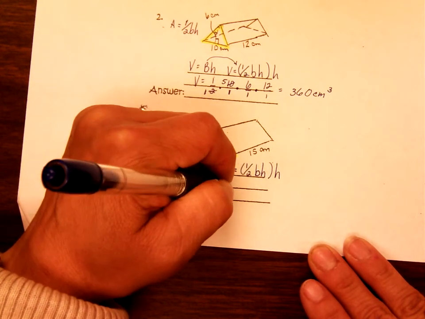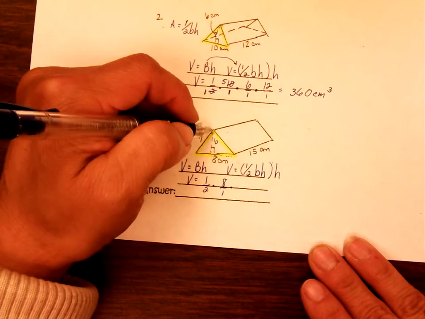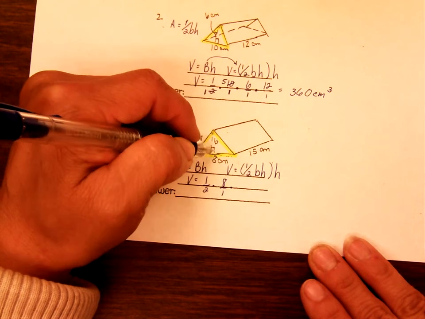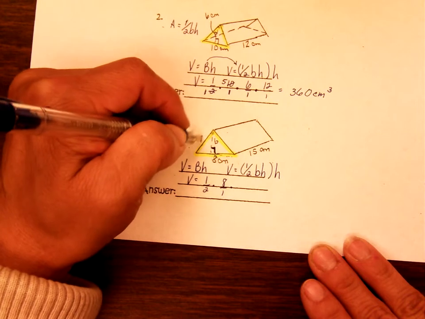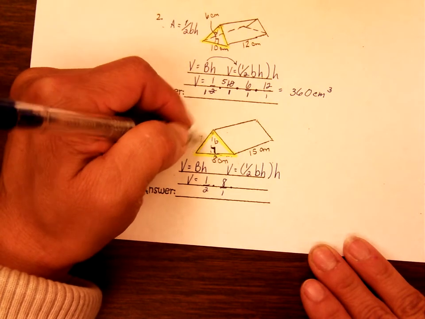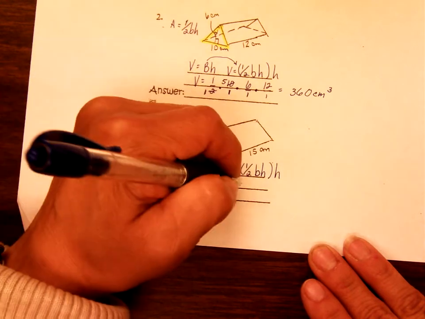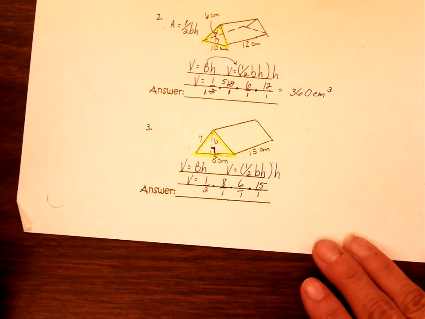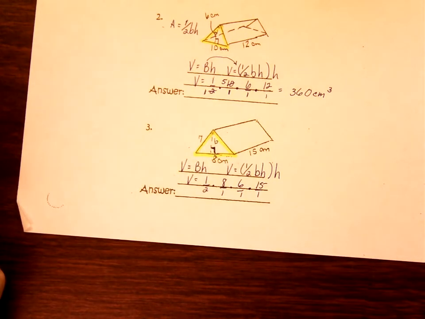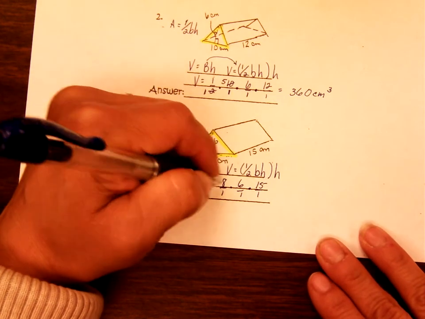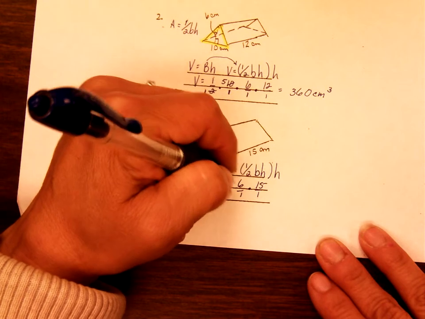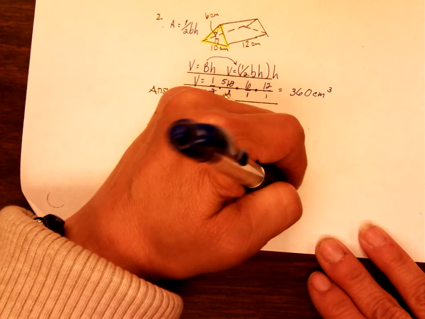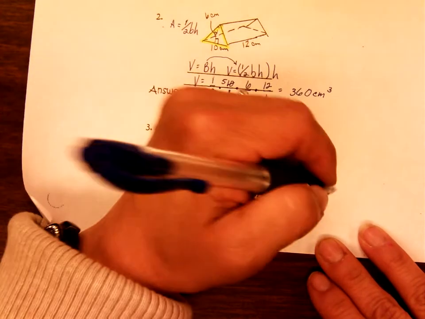Then you write V is equal to 1/2 times the base of this triangle, 8 over 1, times the height of this triangle. Remember, the height we want is from the base to the top of the triangle, where you see a right angle, not the 7, because the 7 is a diagonal. It is your hypotenuse. So this would be 6 over 1 times the height of this prism, which is 15 over 1. So cross reduce, and then you have 4 times 6 times 15, and you get 360 centimeters cubed.